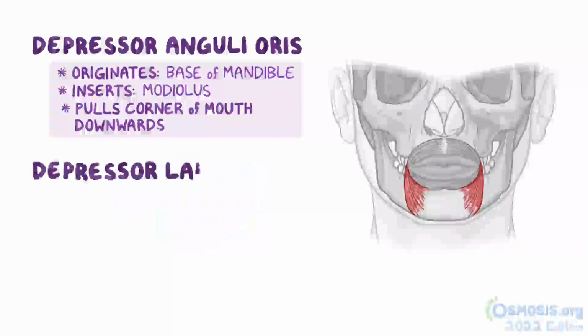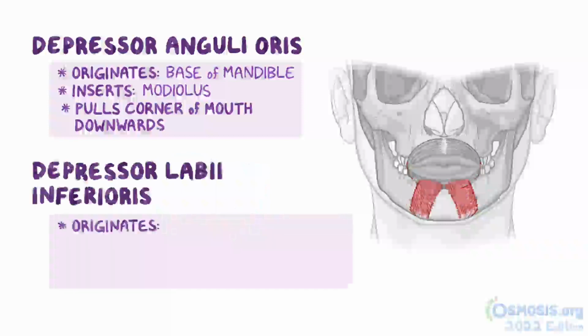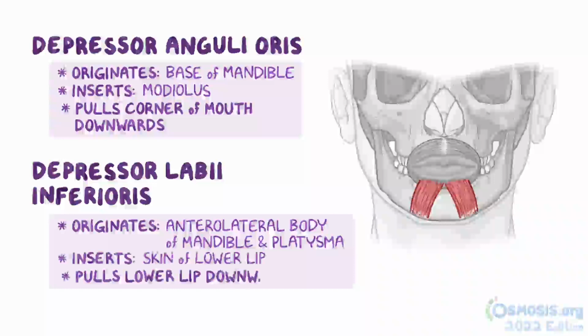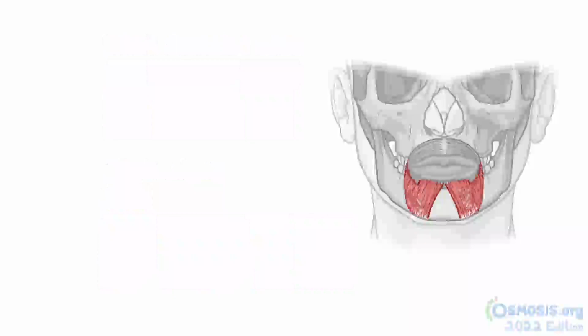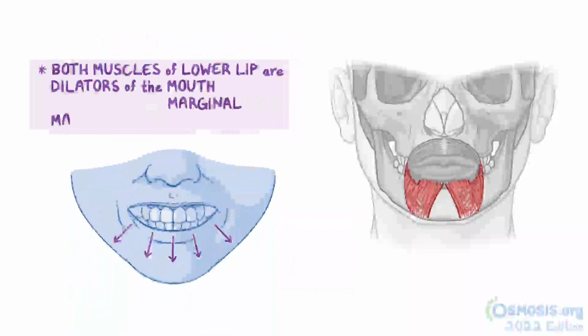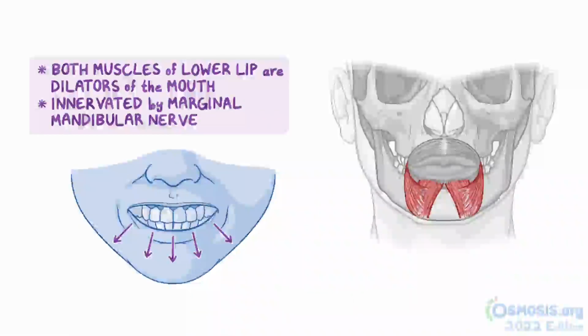The depressor labii inferioris originates on the anterolateral body of the mandible and the platysma muscle. It inserts into the skin of the lower lip. It pulls the lower lip downward when you are sad or when you pout. Just like the muscles of the upper lip, both muscles of the lower lip are also dilators of the mouth. The marginal mandibular nerve innervates both the depressor anguli oris and the depressor labii inferioris.